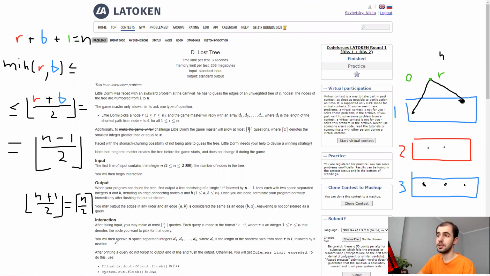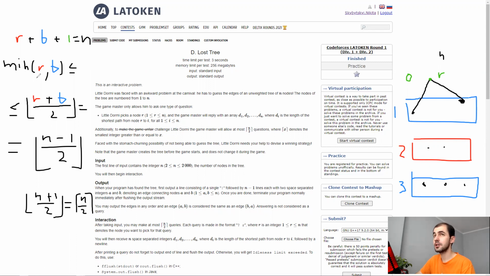Let's have a quick mental check. If n is 2k, that is even, this will be just k, and this will be 2k plus 1 over 2, so k plus half, but then it gets rounded down, so still k. If n is equal to 2k plus 1, that is, it's odd, this one will be k plus half but rounded up, so k plus 1, and this will be 2k plus 2 over 2, so that's k plus 1, rounded down, still k plus 1. This is just equal to the number of queries that we are allowed to make.